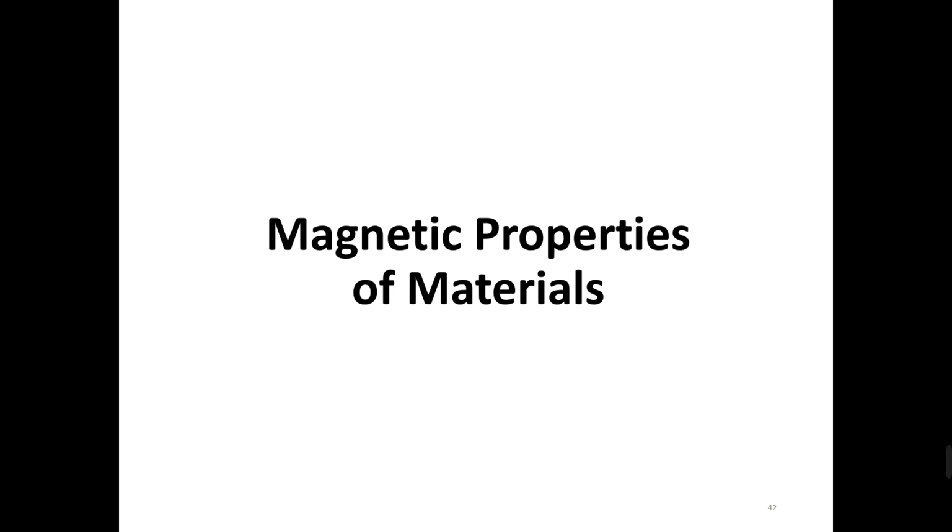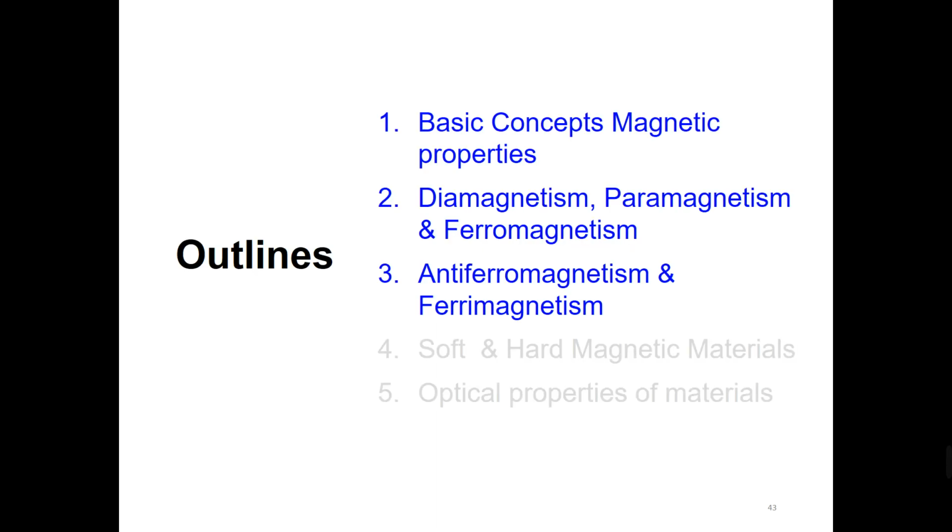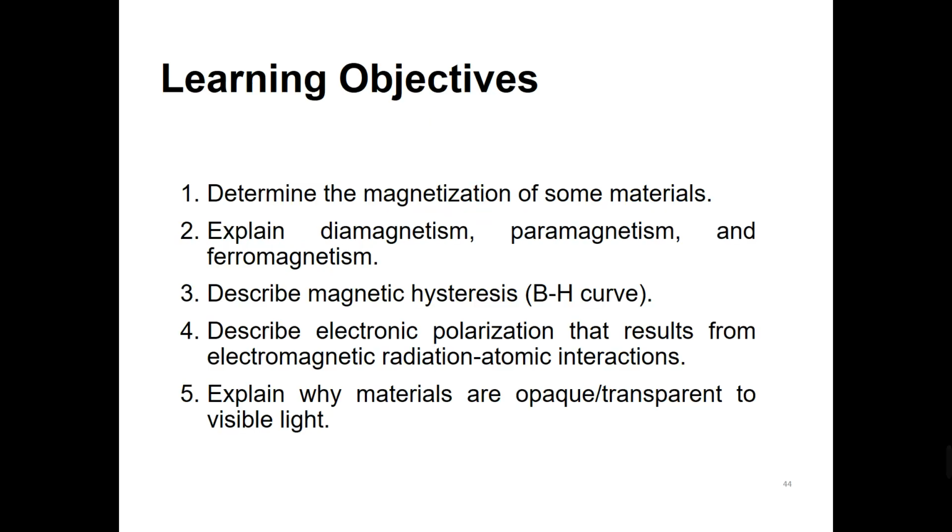So we shall continue the big chapter, functional properties of materials for chapter 6. And now we are going to discuss magnetic properties of materials. Previously we have studied electrical properties of materials, including semiconducting as well as electrical conduction of materials. For magnetic properties of materials, we will look into basic concepts of magnetic properties, diamagnetism, paramagnetism, ferromagnetism, as well as anti-ferromagnetism and ferrimagnetism.